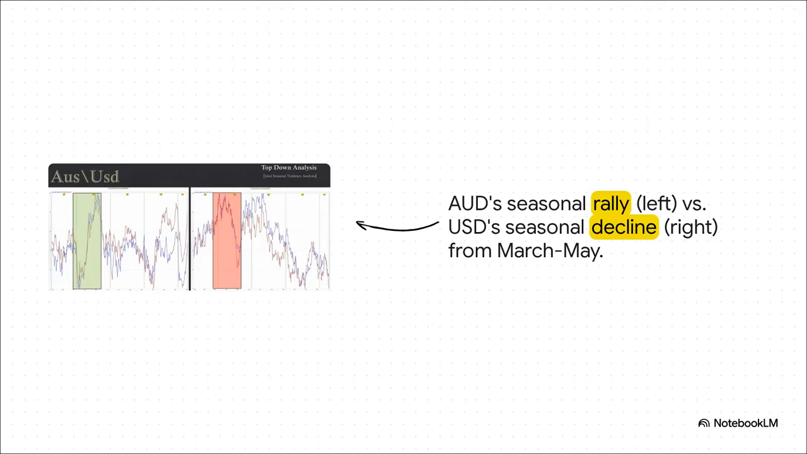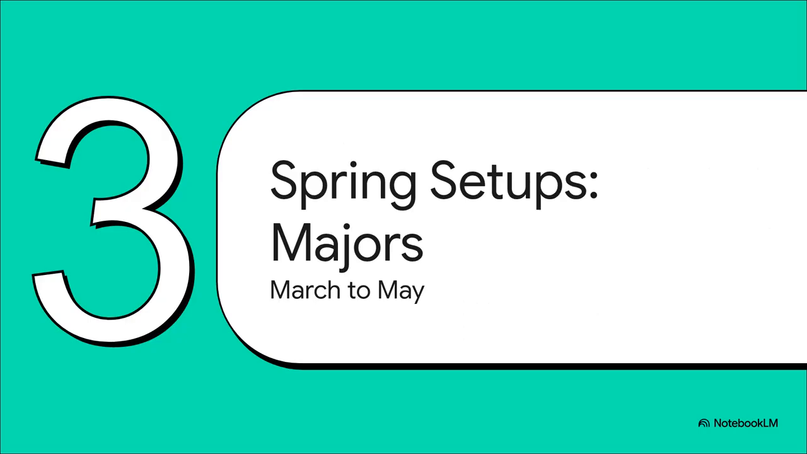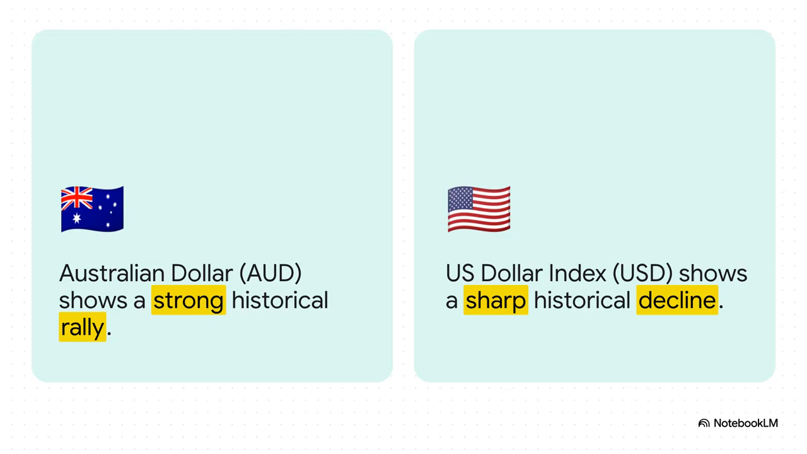And what's the US dollar doing at the exact same time? It has a strong tendency to fall. That right there, that is the diametrically opposed price action we're looking for. It's a huge signal for an ideal seasonal setup for a rally in the Aussie dollar. That March to May window is a classic spring setup. So let's explore a few more of the major pairs that often show these strong, predictable tendencies during this time of year.